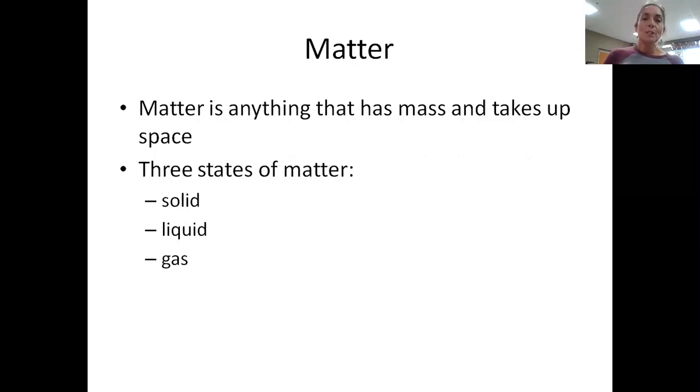The first thing we want to do is to define matter. Matter is anything that has mass and takes up space. And there are 3 states of matter: solid, liquid, and gas. I'll leave that there for a second so you have a chance to copy that down.